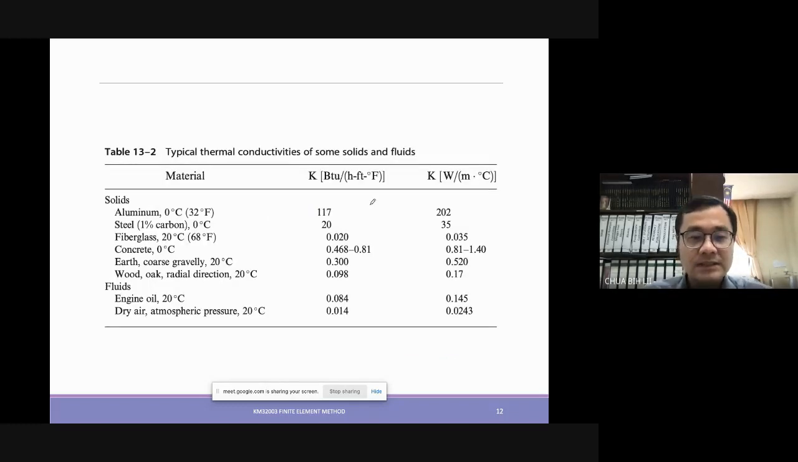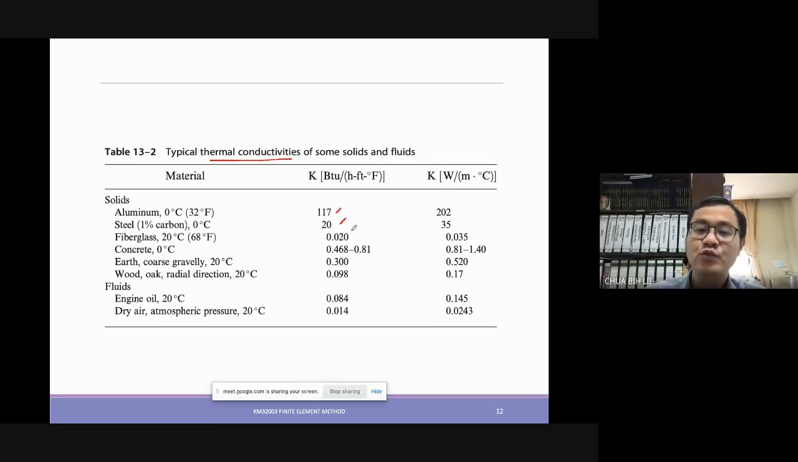Next would be the thermal conductivity. In general, we have a typical thermal conductivity, which you can obtain online or from the appendix of the book. You can just flip to a heat transfer book or thermodynamics book. At the back, you may see the list of thermal conductivities, which are the common thermal conductivities for the materials that you have or want to define.